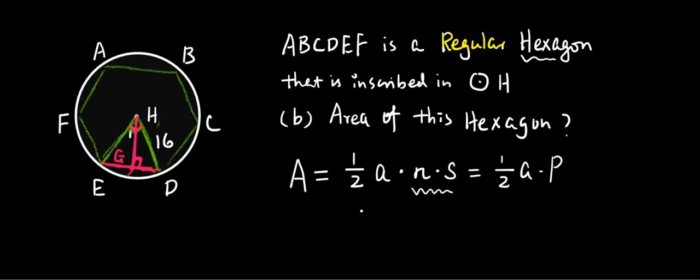Alright, do we know the apothem? How long is it? We don't know it yet, but we can find out. Do we know how many sides we have? We go here, look, it's hexa. Hexa is 6, so we know this one. Do we know the side length? We don't know it yet, but we're going to find it out.